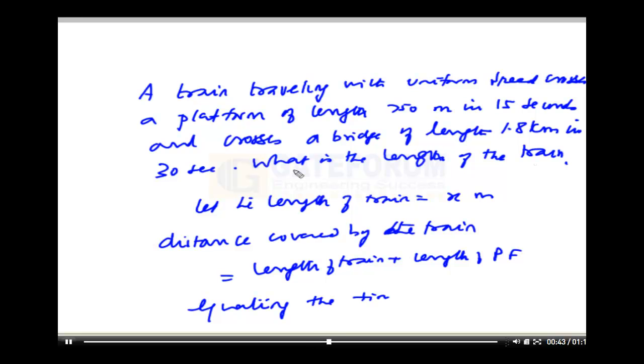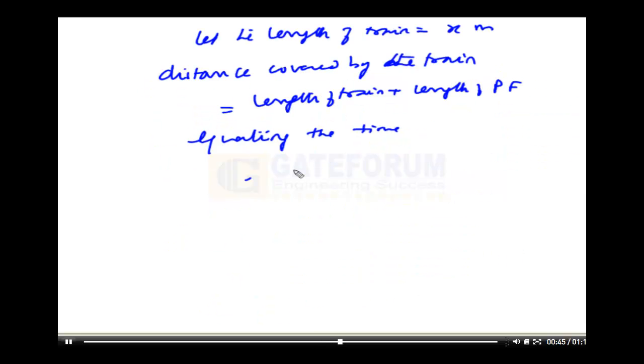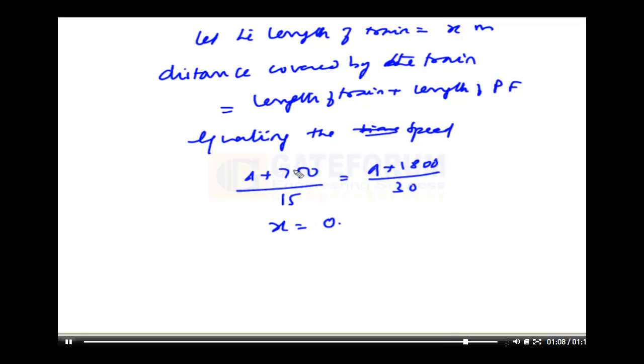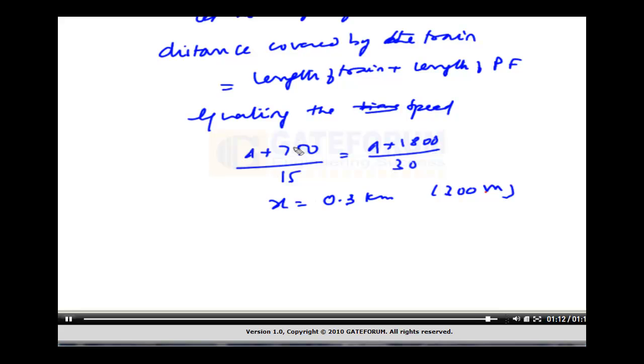Equating the time, equating the speed: x plus 750 by 15 seconds, x plus 1.8 kilometers, 1800 meters by 30. Simplifying, we get x is equal to 0.3 kilometers, which is 300 meters.